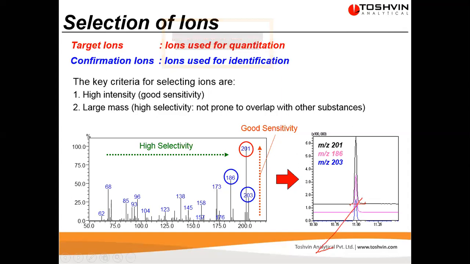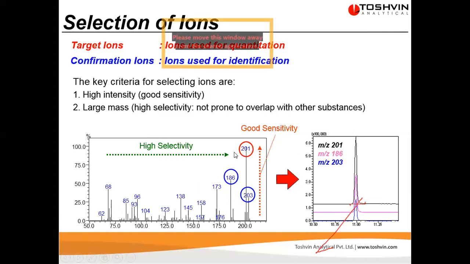In the Shimadzu instrument software, there are two terms: target ion and confirmation ion. Confirmation ion or reference ion, we say in the software. The target ion is the ion used for quantification, and the reference ion or confirmation ion is used for identification. So what it means is, say, for example, I have a sample, a molecule, and when I break it, I get this kind of pattern: 201, 186, 203, like that.